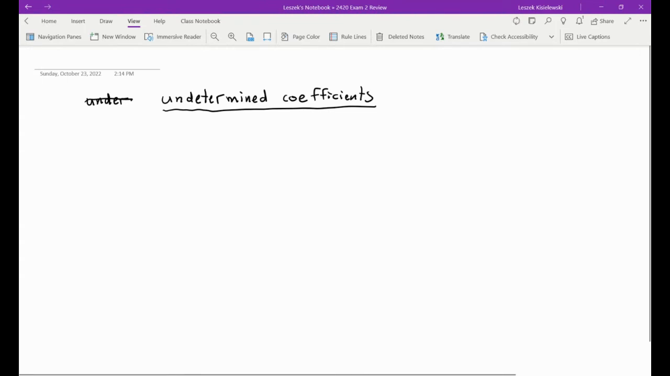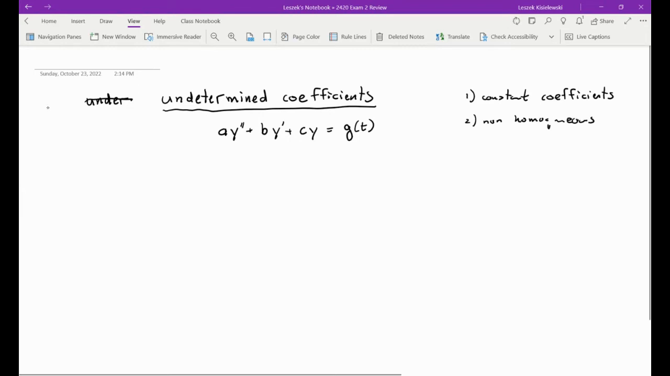Well, it's used for, number one, a second order differential equation that has constant coefficients. So here a, b, and c are not functions, but rather just numbers. So constant coefficients. And it's not homogeneous. On the other side, we have some function. And this method is used to find a particular solution.